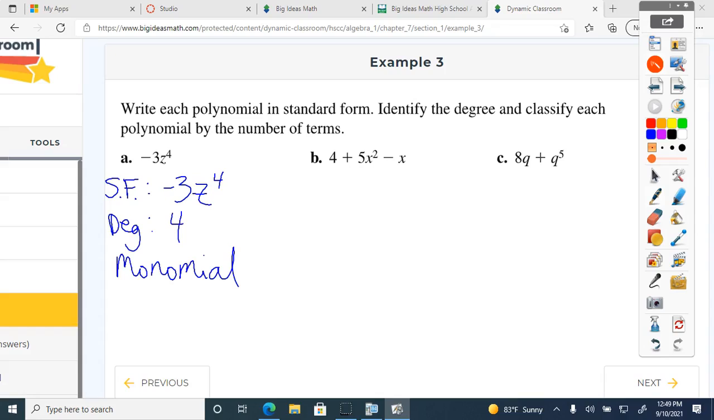So if it's anything above 3, everybody listen closely. If it's anything above 3, you just call it a 4-term polynomial or a 5-term polynomial. They don't have special names. So monomial, binomial, trinomial. Those are the only ones that have special names.